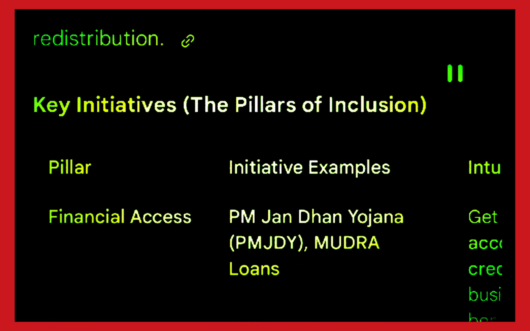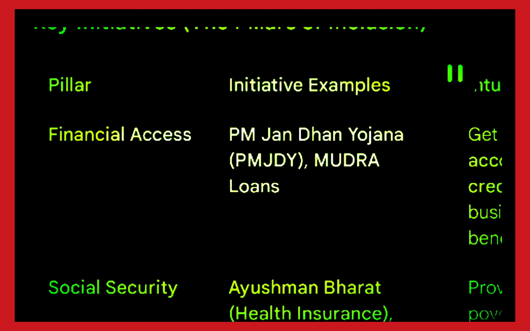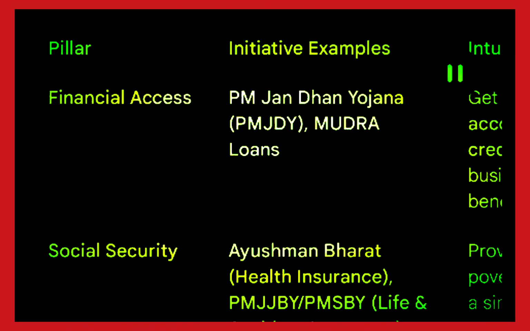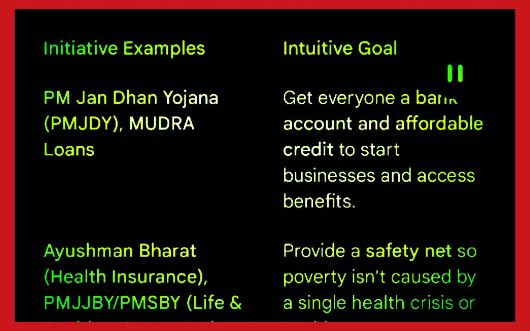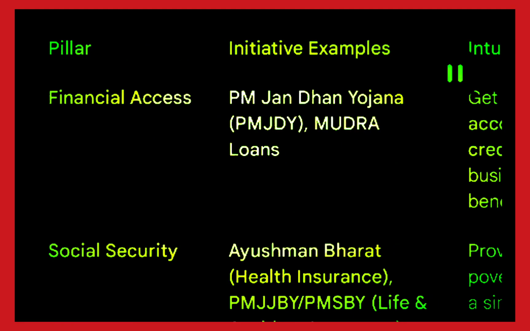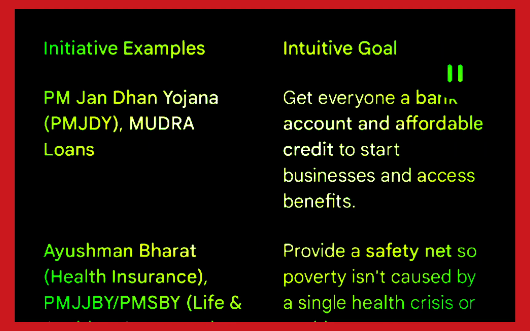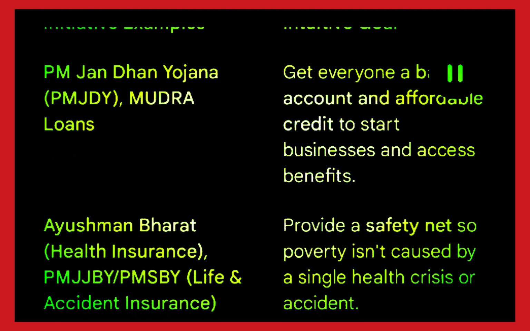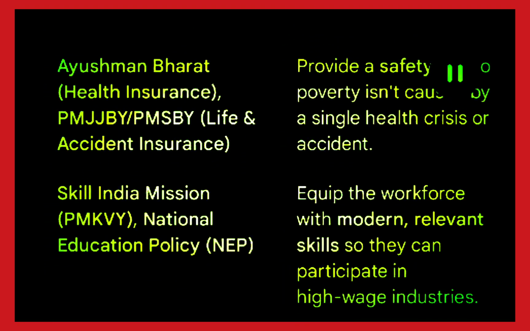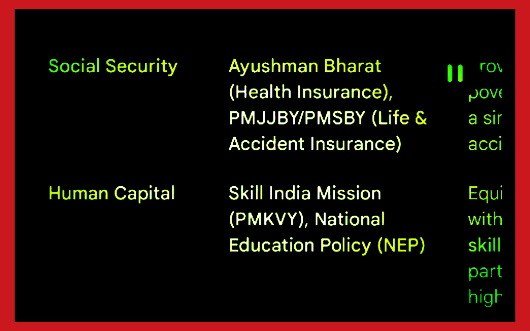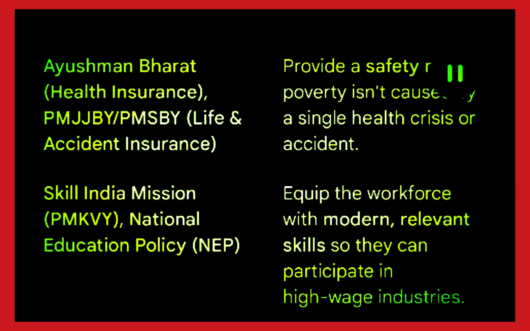Key initiatives. The pillars of inclusion. Pillar, initiative examples, intuitive goal. Financial access: PM Jan Dhan Yojana, PMJDY, Mudra loans. Get everyone a bank account and affordable credit to start businesses and access benefits. Social security: Ayushman Bharat health insurance, PMJJBY and PMSBY life and accident insurance. Provide a safety net so poverty isn't caused by a single health crisis or accident.